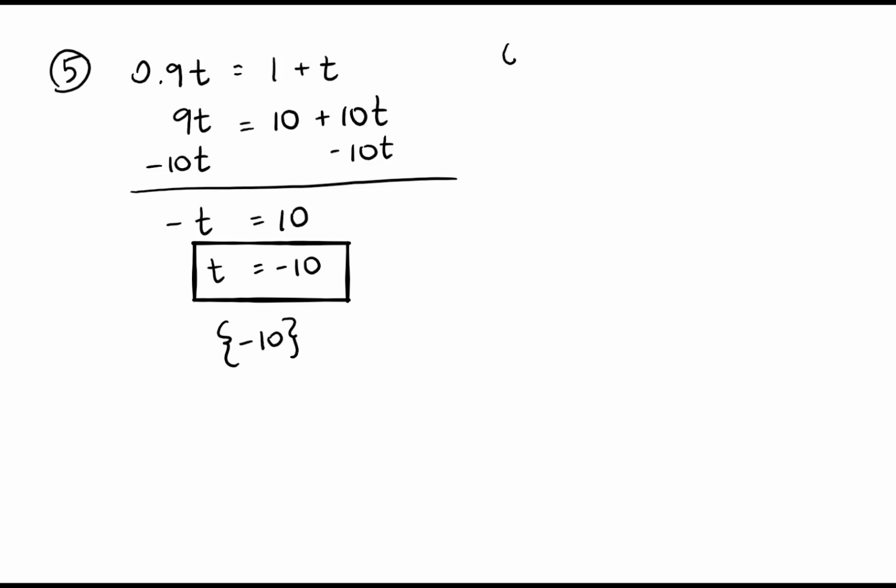Let's go ahead and move on to question number 6. We have 2x plus 1 over 3 plus 16 is equal to 3x. Now when we do this question, we do have a fraction, and so we are asking ourselves, what is our LCD?